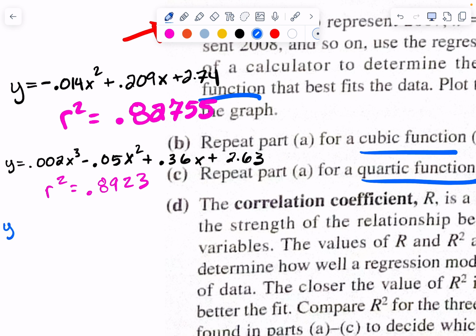So like an x to the 4th power function. If I do it again, I go quartic regression, right? So I go stat, calc, quartic regression, Y equals, and you put the numbers in. Y equals, he's still thinking.